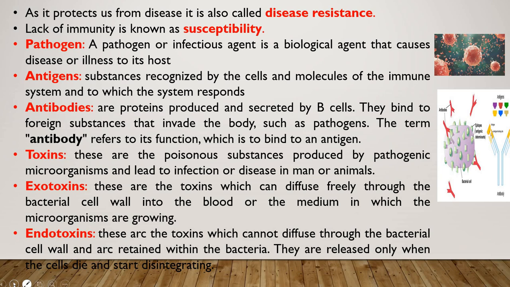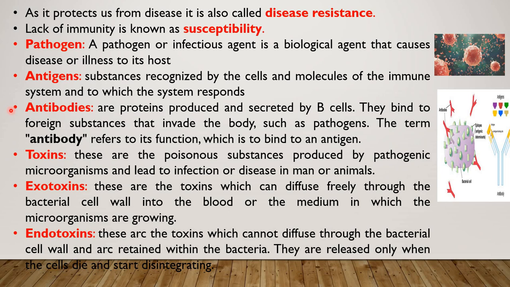Here are some other important terms which we should know so that we clear all the aspects of immunity. As it protects us from disease, it is known as disease resistance. Susceptibility is the lack of immunity. Pathogen, also known as an infectious agent, is a biological agent that causes disease or illness to its host. Antigens are the substances recognized by the cells and molecules of the immune system to which the system responds.